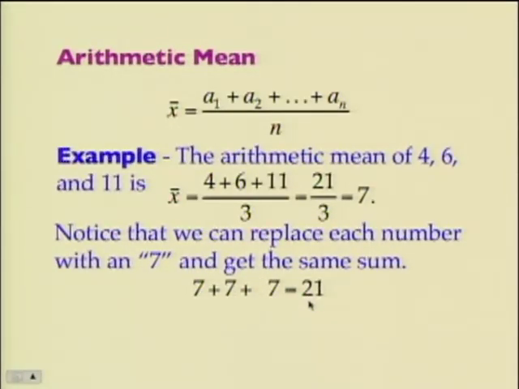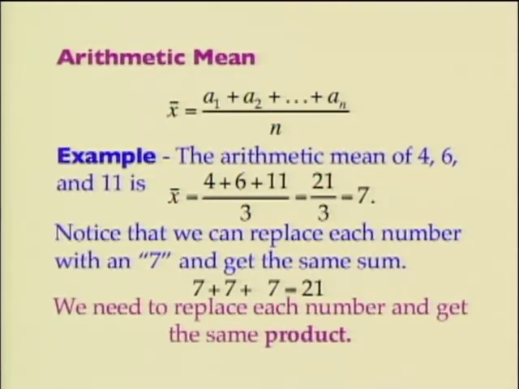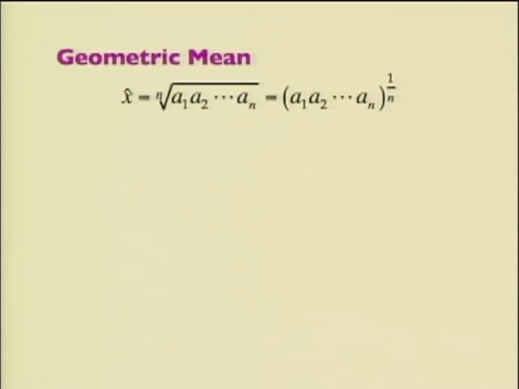Okay? What we need, actually, you'll notice that we're multiplying a number 8 times. And so we need a number that we can replace those numbers with and get the same product each time. So we need to use what's called the geometric mean. And that's where I multiply things together, and then I take the nth root of however many numbers I have.